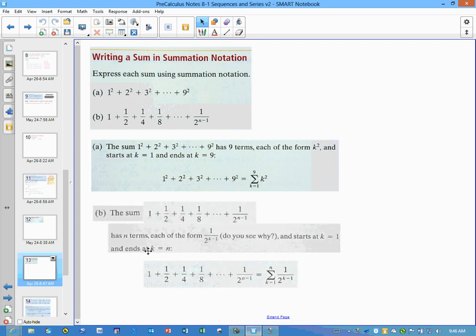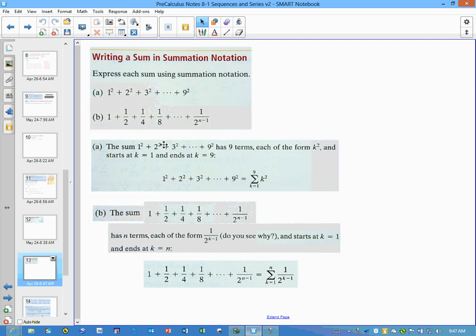So for this one, we're going to go from k equals 1 to k equals n, again k being our indexing variable. So this is going to be the sum as k equals 1 to n of that general term, and notice how I'm using the k because that's what we're actually substituting in. I'm not using the n, I'm using the k because that's our index of summation.